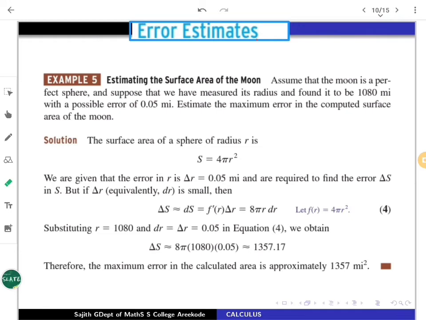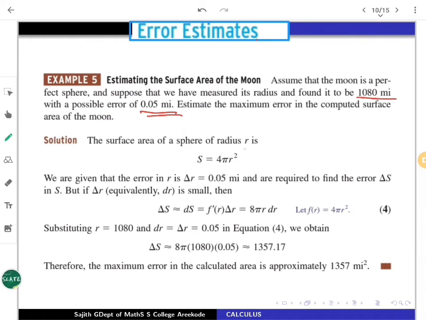So in this problem, while measuring r, it is supposed to commit an error of 0.05 miles. And we have somehow found out it has the radius 1080 miles. So the problem is: find the maximum error in the computed surface area of the moon.